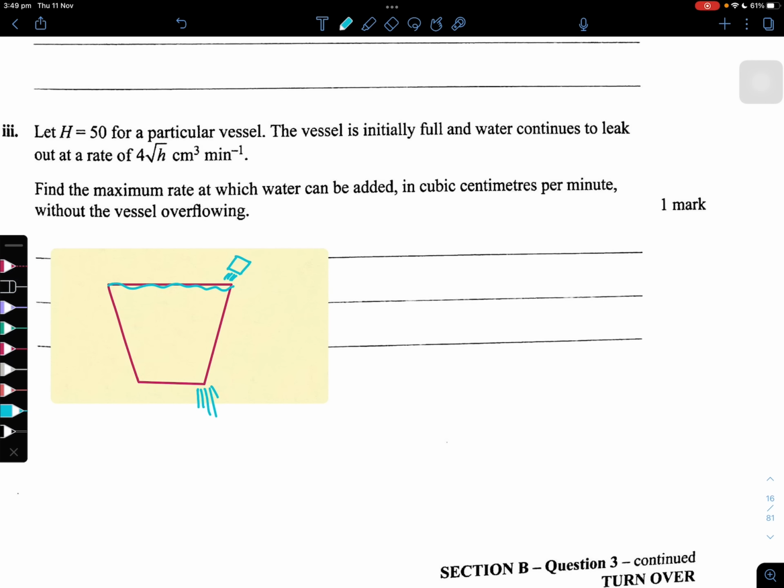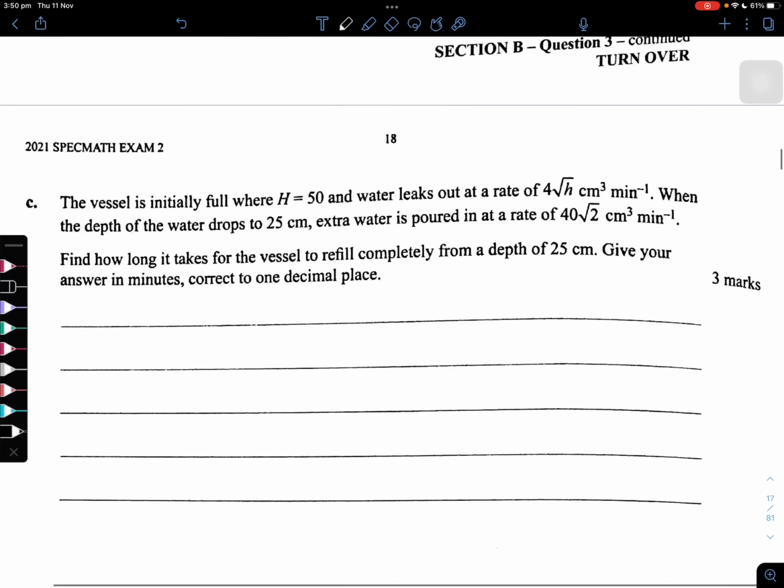So the vessel is initially full and continues to leak out at that rate, and h is the height. So initially, the height's going to be 50. So I'd say the max rate would be 4 root 50 centimeters cubed per minute. That would be my logic there. Okay.